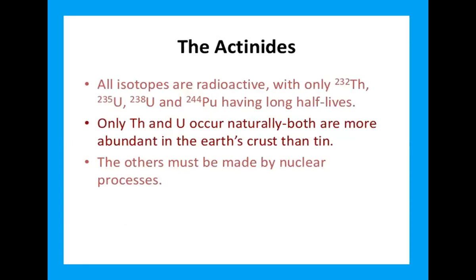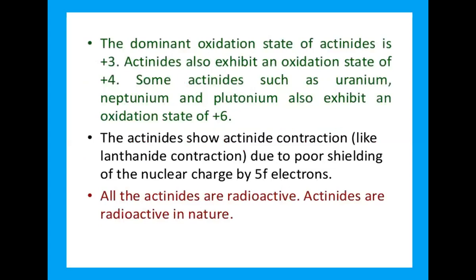Then comes the actinides. The 5f series elements are said to be actinides, and actinides are radioactive in nature. Only thorium and uranium occur naturally. Both are more abundant in the earth's crust, even more than tin. The others must be made only by nuclear processes due to their short half-lives.